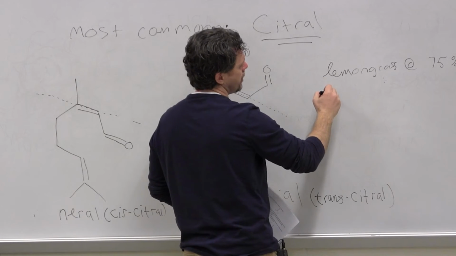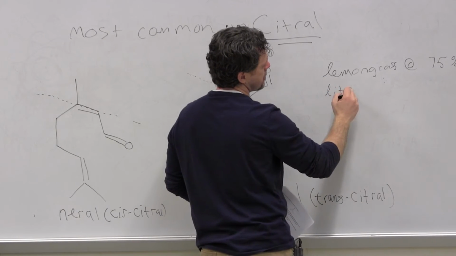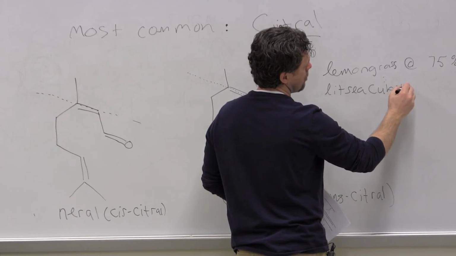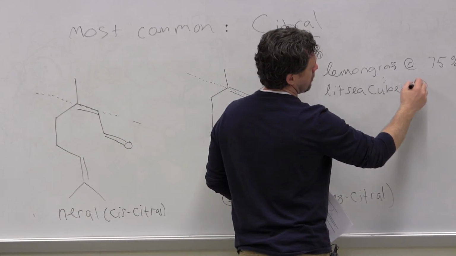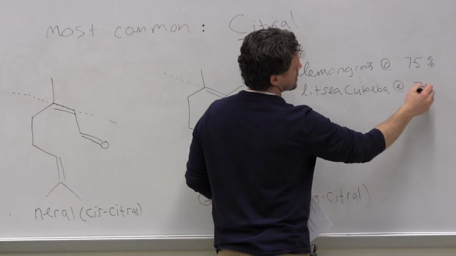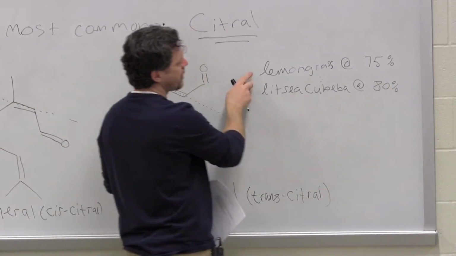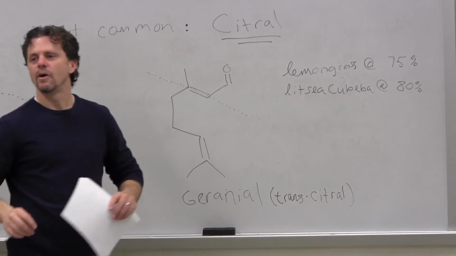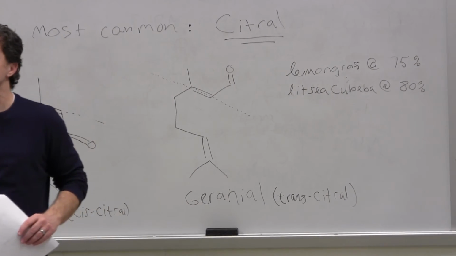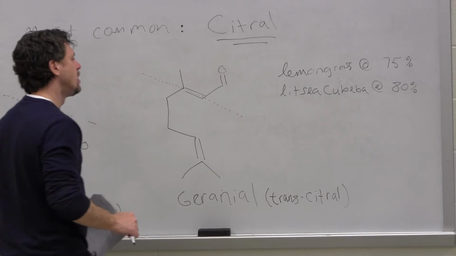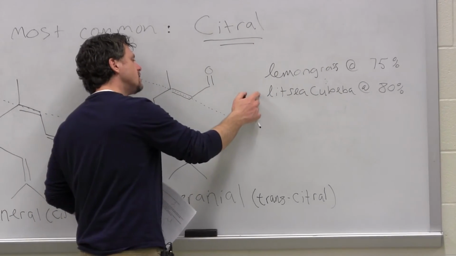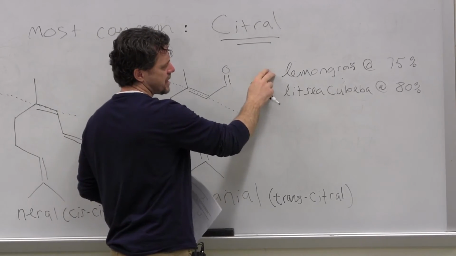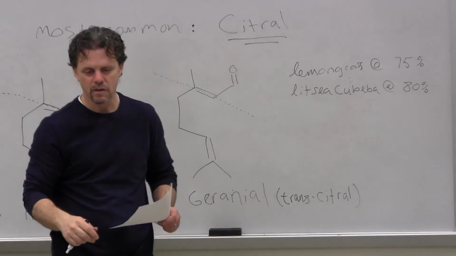They're in an oil called Litsea cubeba, around 80%, let's say. These are very similar oils. In fact, they're used to adulterate one another, depending on which one's cheaper at the time. Litsea, to me, has a better odor. It's cleaner. Lemongrass has a little bit of a dirty note to it.